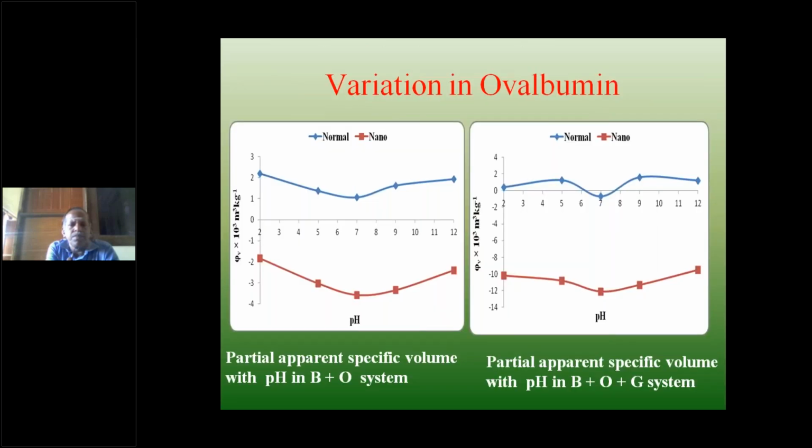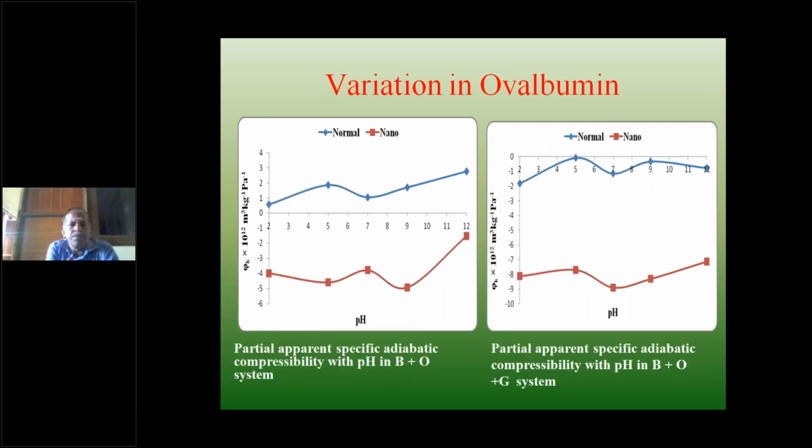And for the ovalbumin, the graph shows the variation of apparent specific volume for the buffer plus ovalbumin system, and buffer plus ovalbumin added with the glucose system. Similarly, the other parameters, buffer plus ovalbumin, specific adiabatic compressibility. Usually, compressibility indicates the ease with which we can compress the system. If more space is available, it means the interactions are very poor.